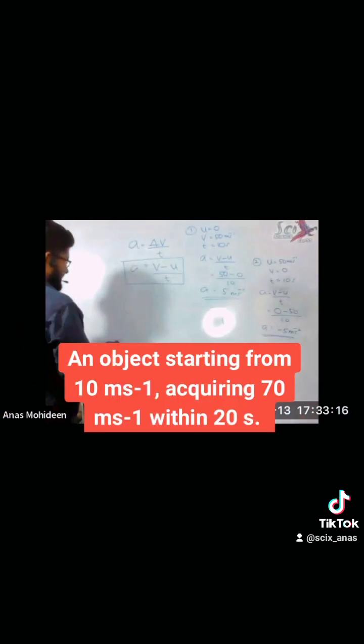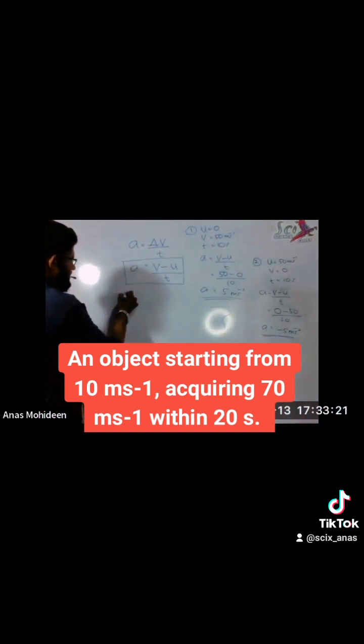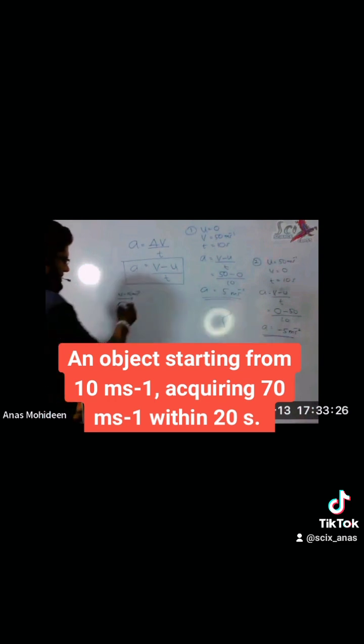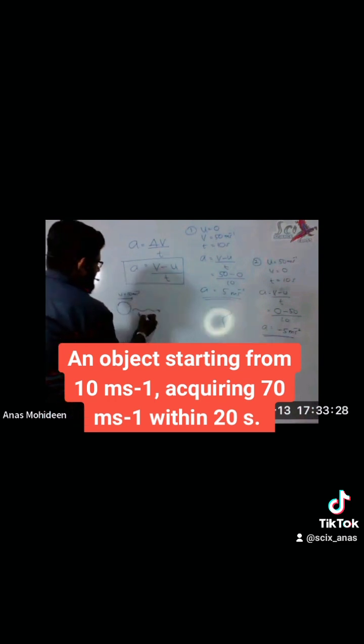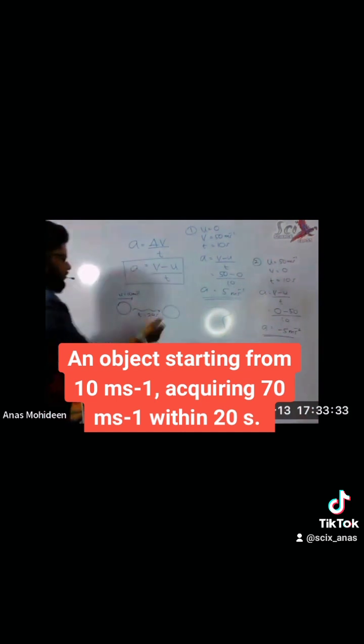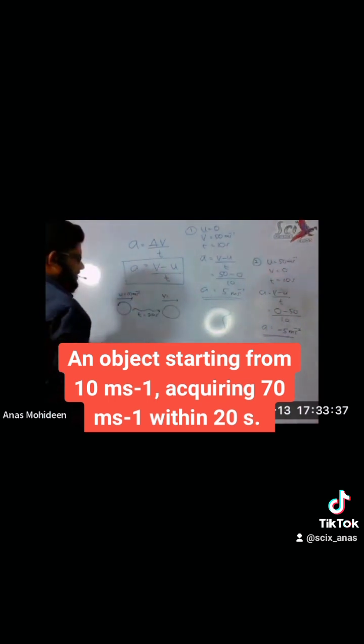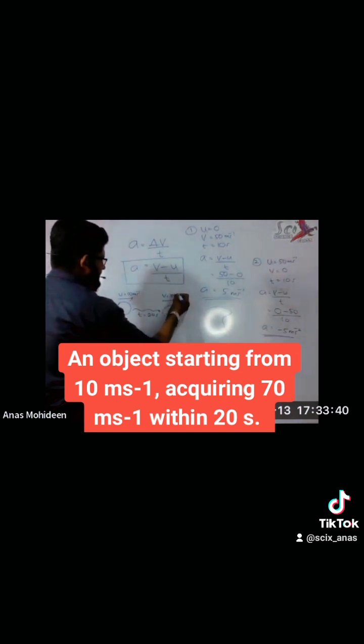For an example, let me take something like this. An object is moving, right? Starting velocity is 10 ms minus 1. After some time, let me take it as 20 seconds, the same object after 20 seconds is obtaining a velocity of 70 ms minus 1. Now, how do I find out the acceleration?